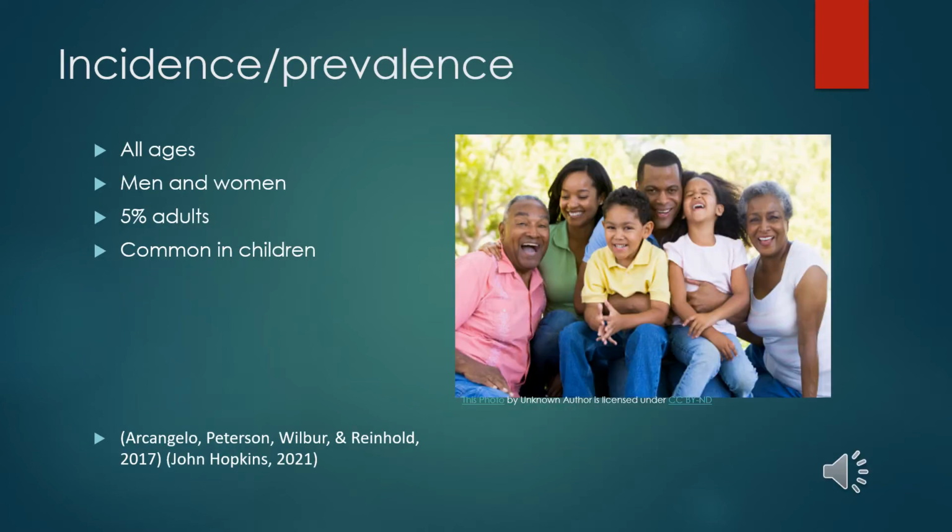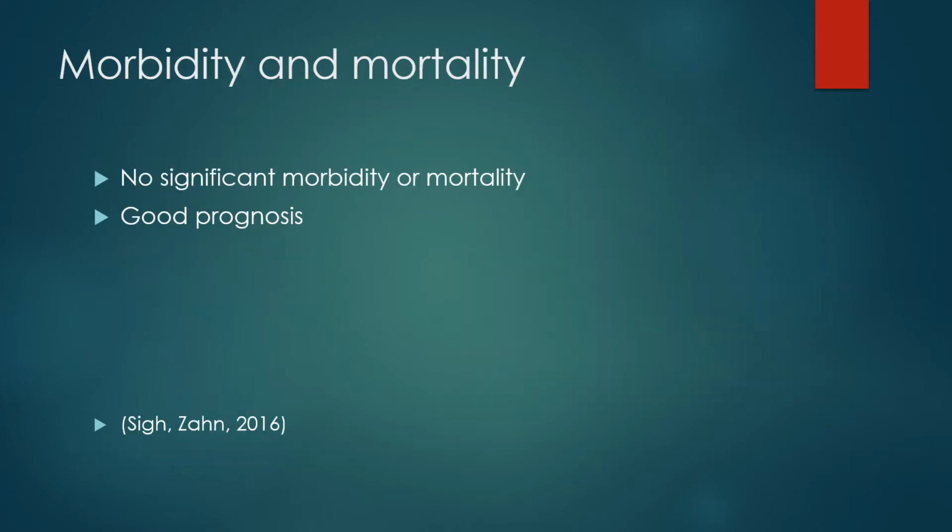The incidence and prevalence of acute bronchitis: it affects all ages, men and women, and children. It is commonly seen in children, and in about 5% of adults, it is seen annually. There is no significant morbidity or mortality related to this disease, and it has a very good prognosis.